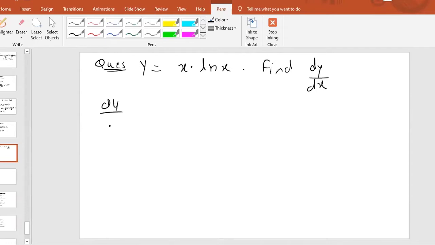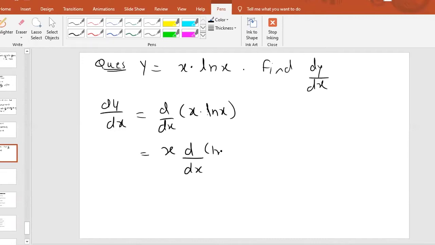So dy by dx will be equal to d by dx of x into ln x. When two functions are multiplied, we use the product rule. How to use the product rule? First, take the first function as constant and differentiate the second function, that is ln x, plus now take the second function as constant and differentiate the first function.